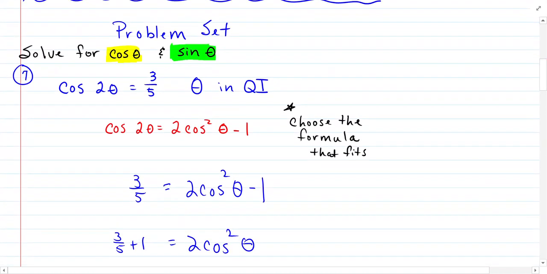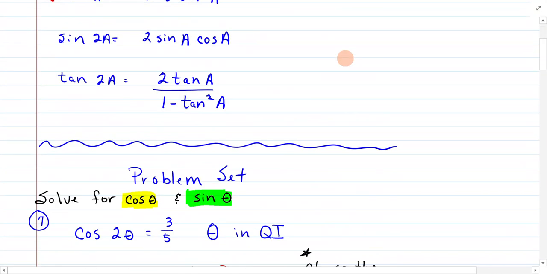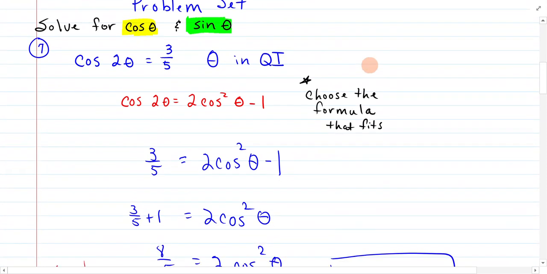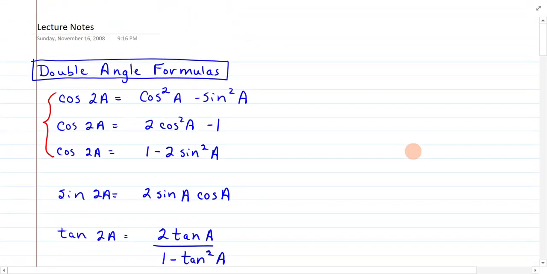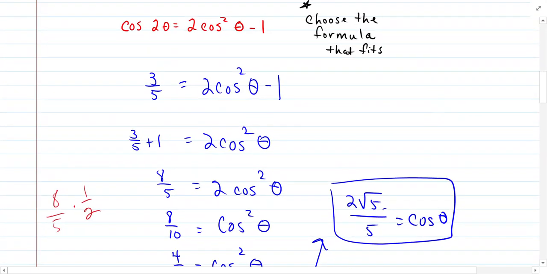Solve for cosine theta and sine theta if you are given that cosine 2 theta equals 3/5 and theta is in quadrant 1. So you want to choose a formula that fits, that might be the easiest. So all we know is cosine 2 theta, and we could choose various ones, but if we choose the one, 2 cosine squared minus 1, there we go. So let's try that. We plug in the 3/5 because we were told that's what cosine 2 theta is. Now we're going to solve for cosine theta.